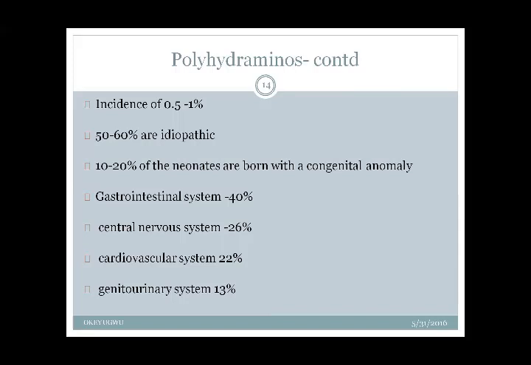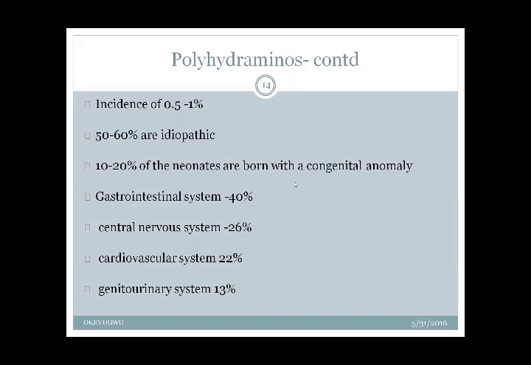So its incidence is about 0.5 to 1%, and 50 to 60% are idiopathic. About 20% of neonates with polyhydramnios are born with a congenital anomaly. Among the congenital anomalies we encounter, the gastrointestinal system accounts for around 40%, central nervous system about 26%, cardiovascular system around 22%, and genitourinary system around 13%.